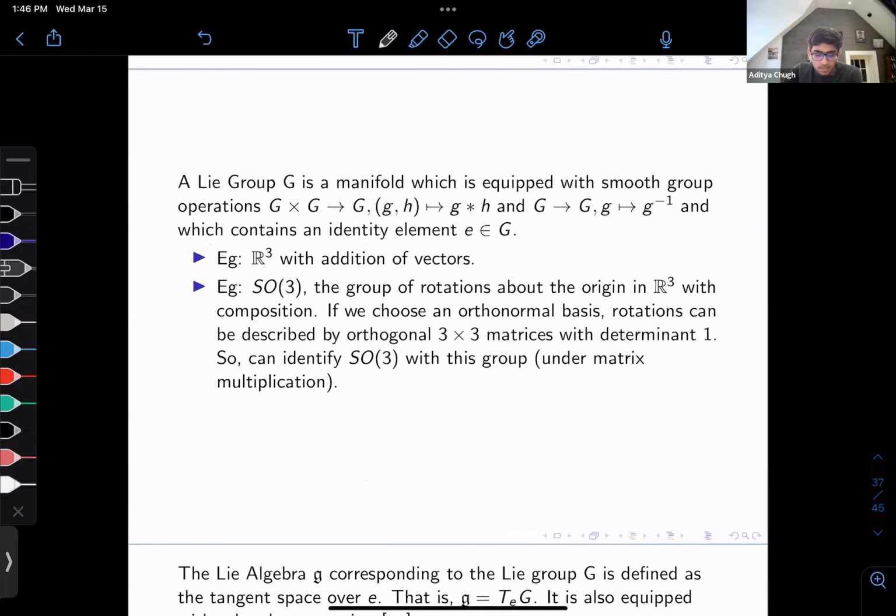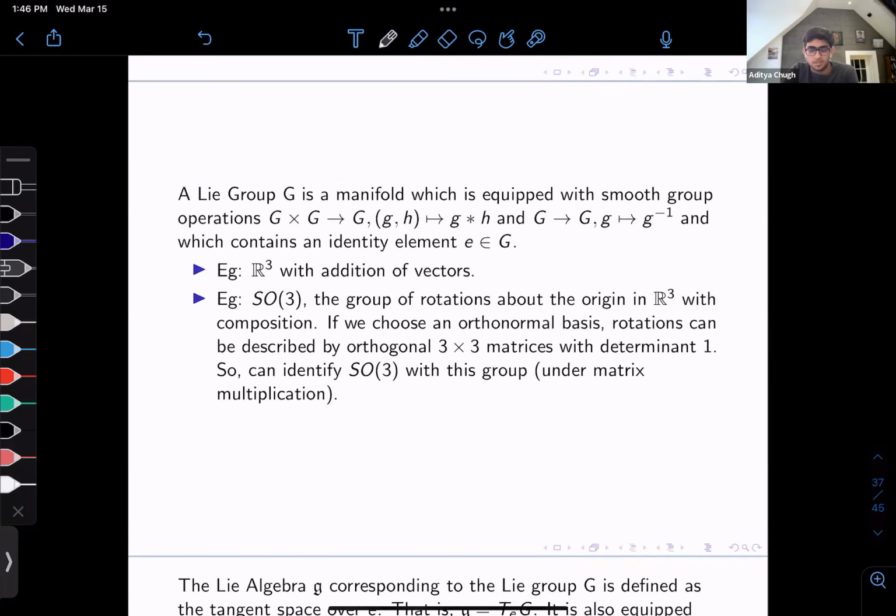Then the group of rotations about the origin in R3, where the operation here would be composition, is also a Lie group. And if you choose a basis for R3, then the rotations are described by orthogonal 3 by 3 matrices. The condition of orthogonality is that the transpose of your matrix is the inverse, so that gives you the identity. And the determinants of these matrices are precisely 1.